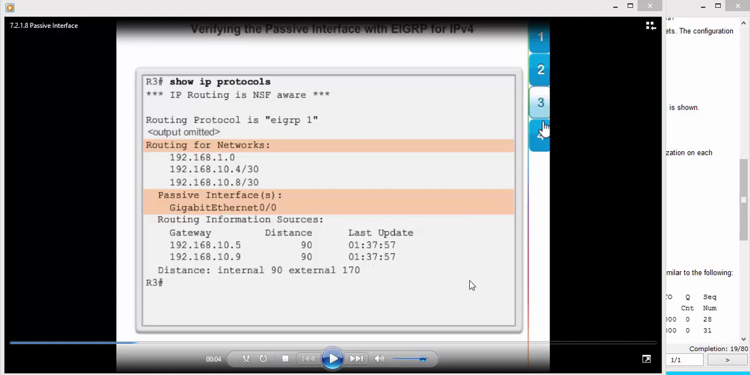Now this picture verifies the passive interface. Use the show ip protocols command in privileged EXEC mode. You see that R3's gigabit Ethernet 0/0 interface is passive. EIGRP still includes the interface's network address, which is 192.168.1.0, in the routing update.